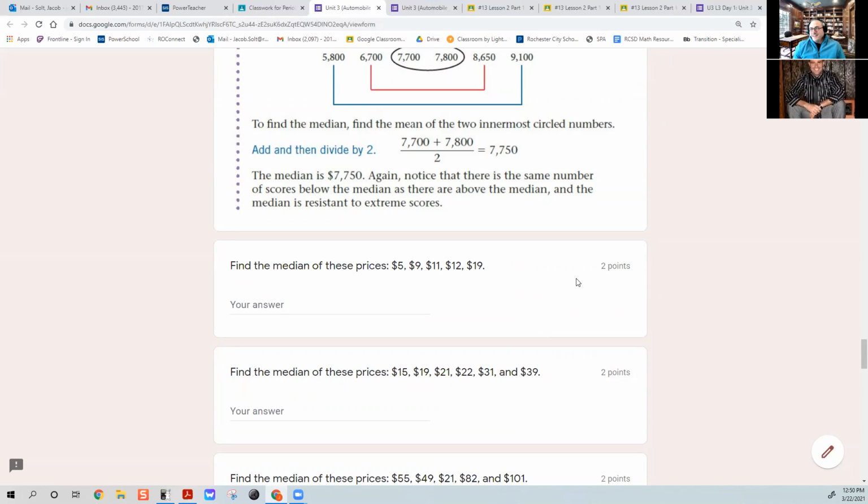All right, I'm hoping you're saying 11. Okay, here's how I figure. The median is the middle number. All right, my numbers are already listed from lowest to highest, right? I start at 5, I go to 19. It's going in ascending order.